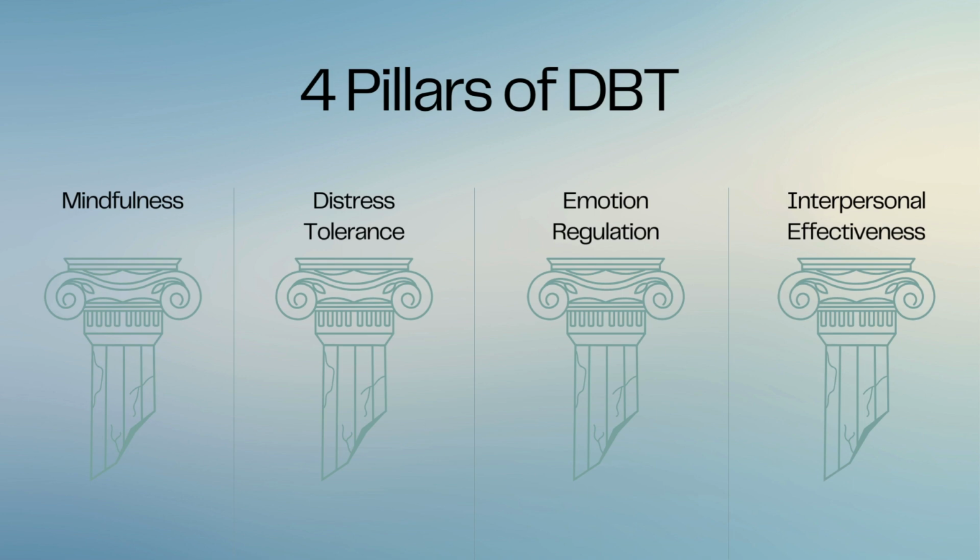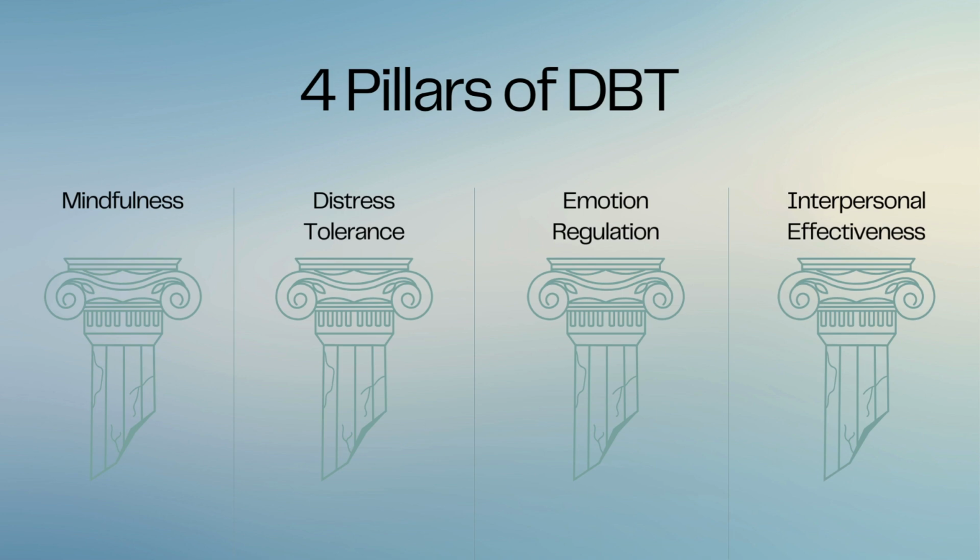Distress tolerance involves developing the ability to tolerate and survive crises without resorting to harmful behaviors. And this pillar emphasizes accepting and finding meaning in distress rather than attempting to escape or avoid it, or just staying with the emotional response. Techniques such as distraction, self soothing, and radical acceptance are taught to help clients cope with difficult situations effectively.